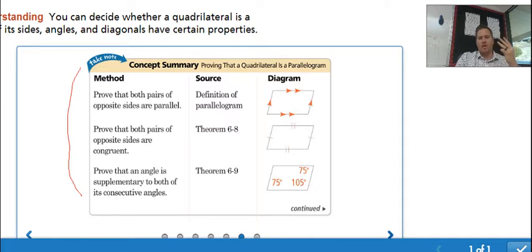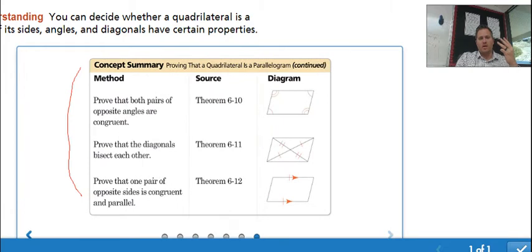If you need to pause it, you can, but we're going to go on and show you the different ways. If we can prove that both pairs of opposite angles are congruent, that's my fourth way. My fifth way is to prove that diagonals bisect each other. And then my last way, my sixth way right here, is to prove that one pair of opposite sides is congruent and parallel. So those are my six different ways I can prove that a quadrilateral is a parallelogram. So make sure you have everything in those boxes written down, as far as the picture too. That's the most important part, that we have the method and the diagram.